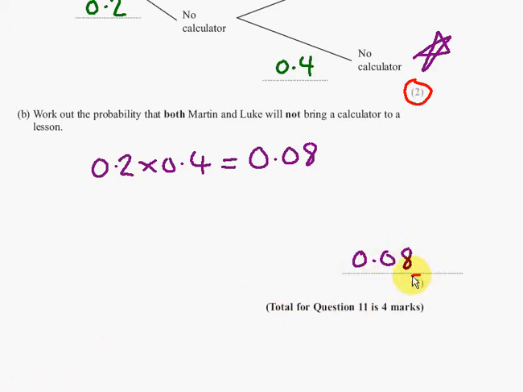Now the first mark comes from a method mark of timesing 0.2 by 0.4, and the second mark comes from the final answer of 0.08. And that's it.